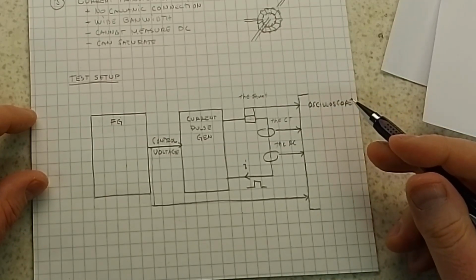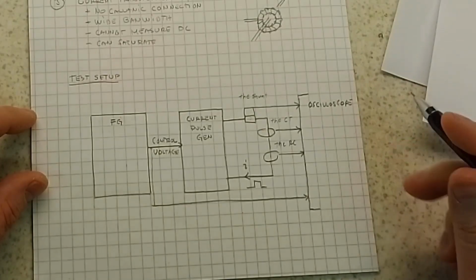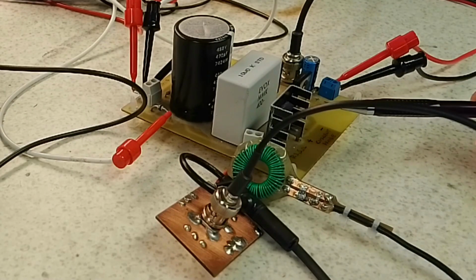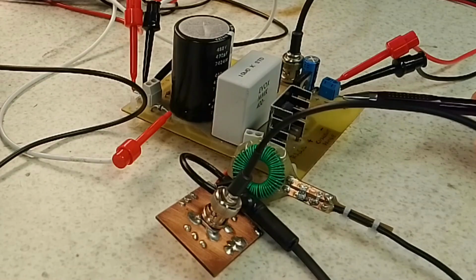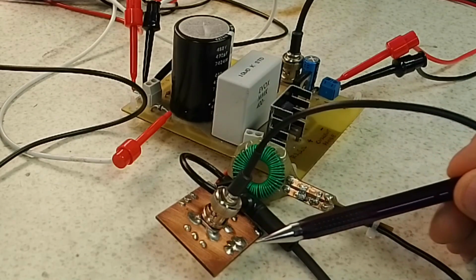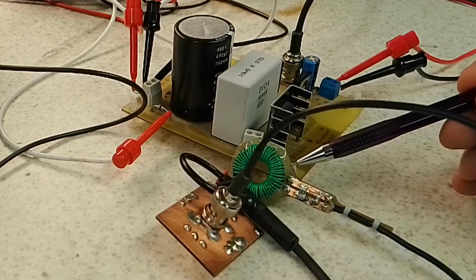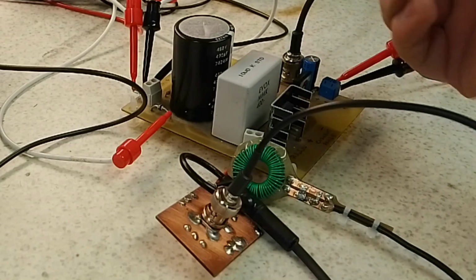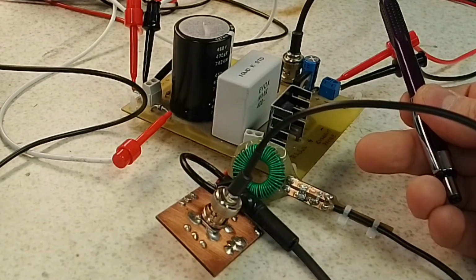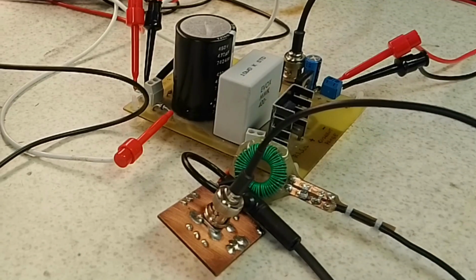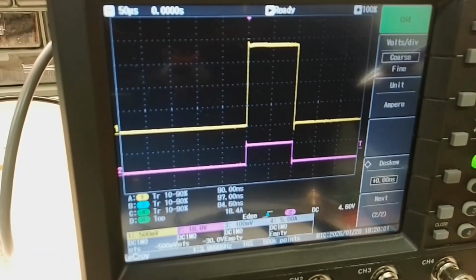Okay, let's move to the actual measurement setup. Here we can see the test setup. Current pulse generator, fast shunt, Rogowski coil and current transformer. And over here, function generator, which creates control voltage. This is the oscilloscope screen.